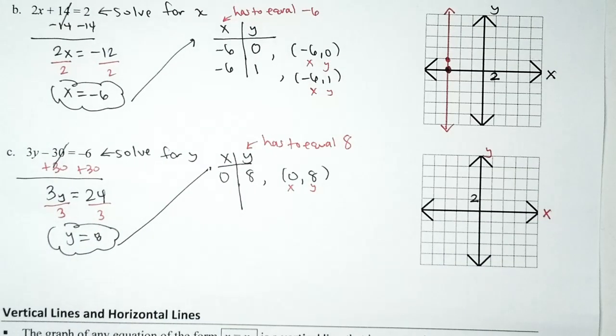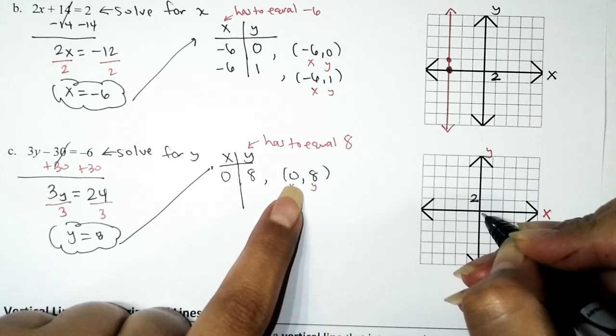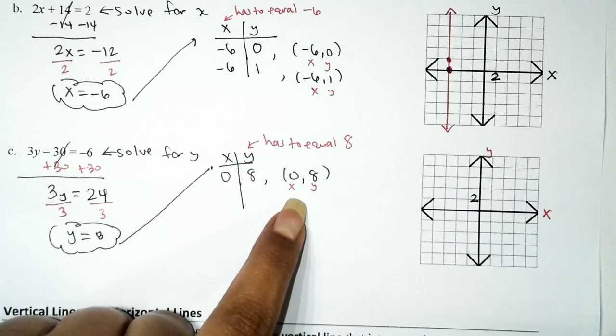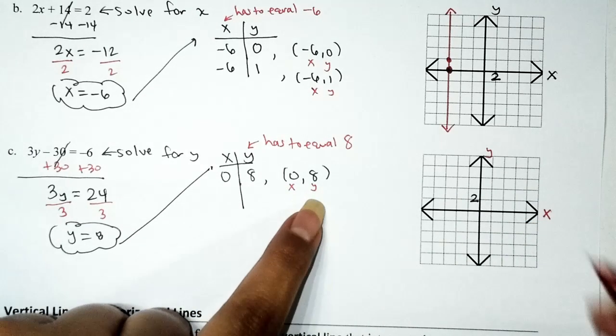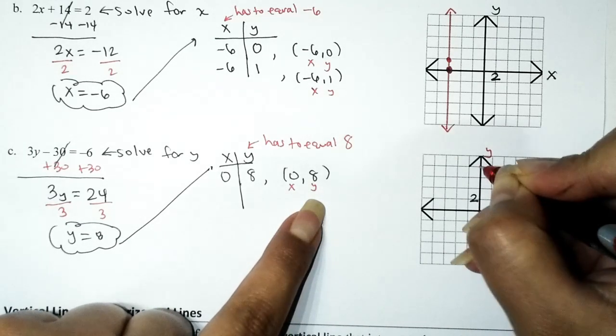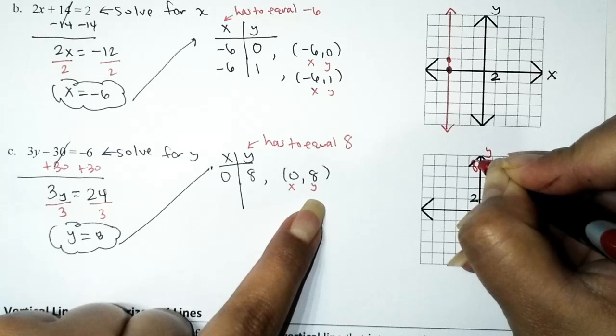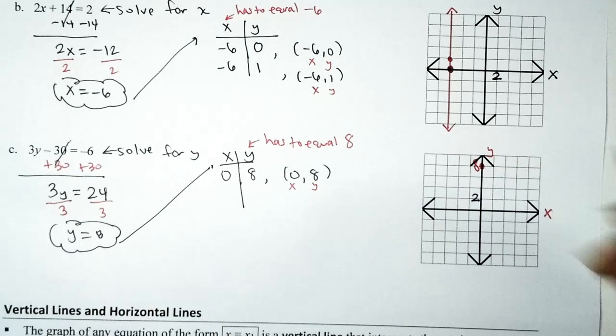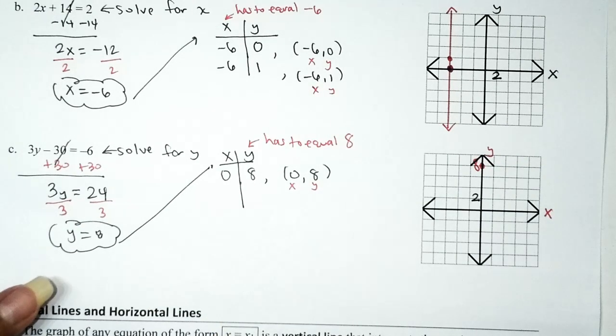Okay, so let's do this. So we have 0, 8. So x is 0, so we're going to stay put. Y is 8, so we're going to go 8 units up. So we have 2, 4, 6, 8. And I'm just going to put an 8 here, just so I don't have to count again. Okay, another X value.